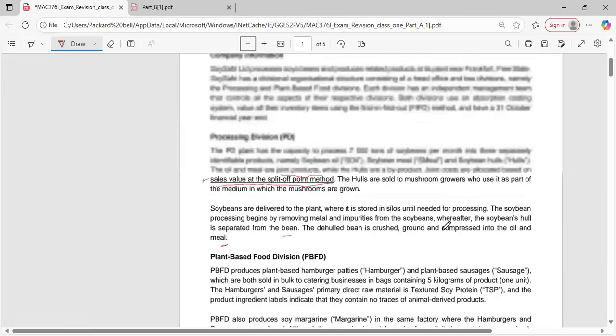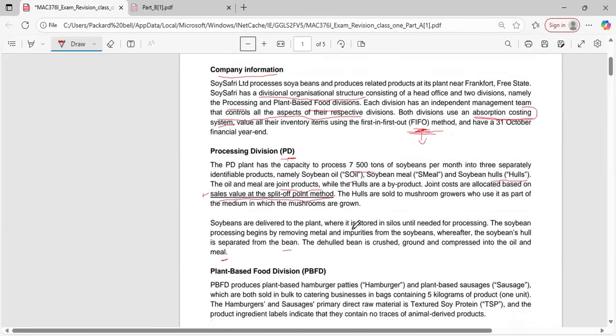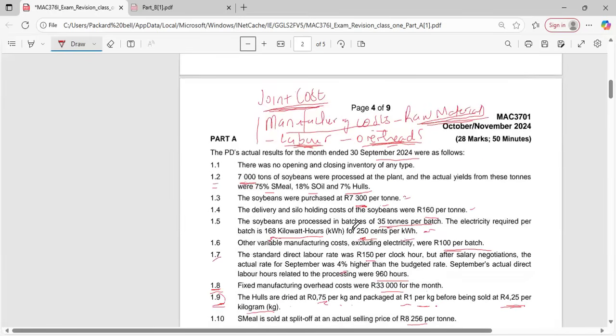How do I allocate the joint cost to the joint products? So these guys, they say they are allocating based on the sales value at the split off point. So which means now we need the sales value at the split off point so that we can allocate those joint costs using the sales value at the split off point. Right, so let's look at the sales value at the split off point.